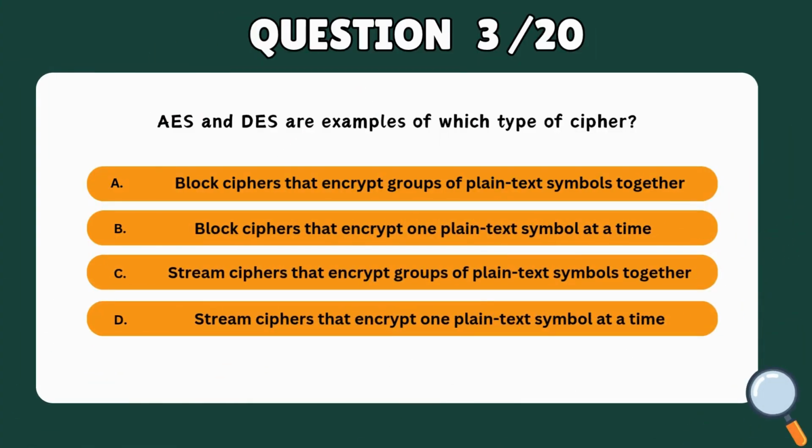Question 3. AES and DES are examples of which type of cipher? A. Block ciphers that encrypt groups of plaintext symbols together. B. Block ciphers that encrypt one plaintext symbol at a time. C. Stream ciphers that encrypt groups of plaintext symbols together. D. Stream ciphers that encrypt one plaintext symbol at a time.